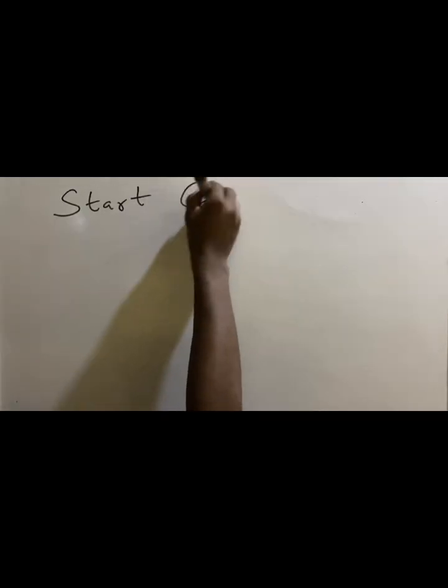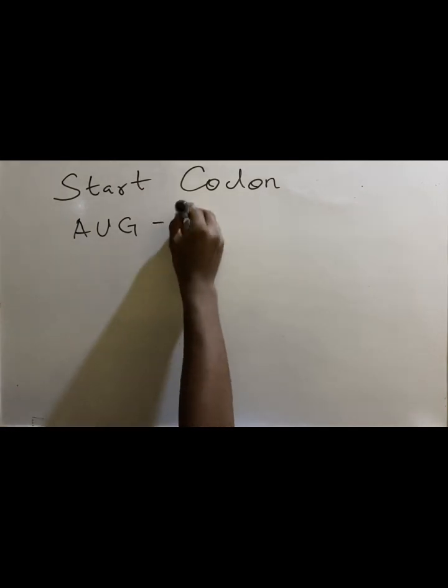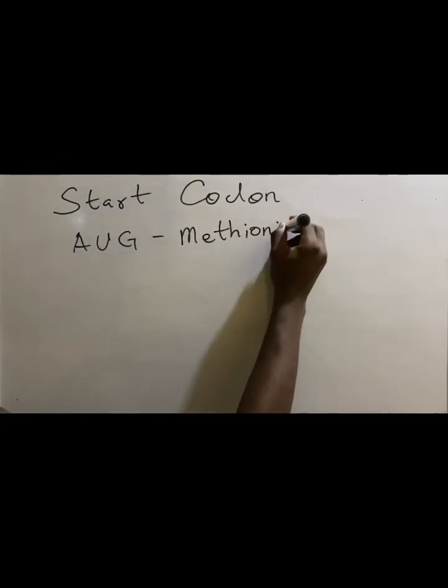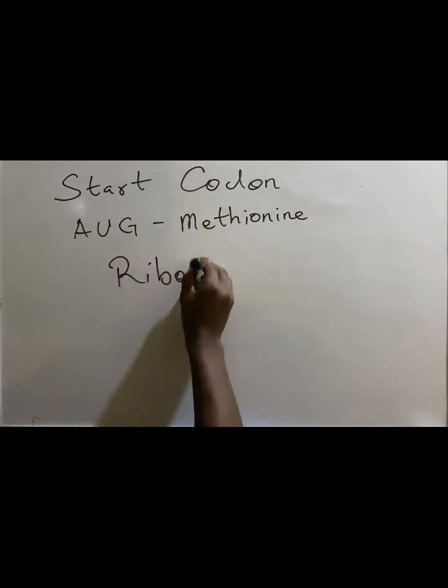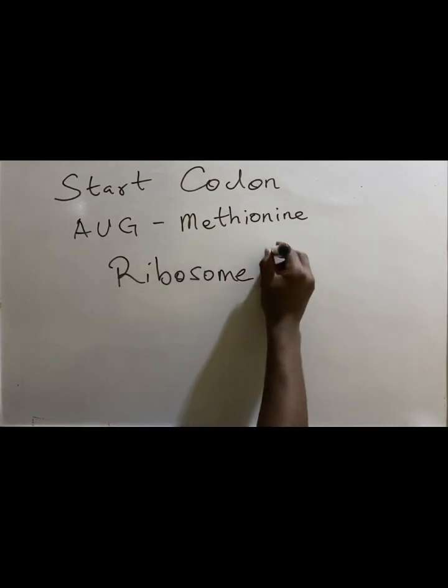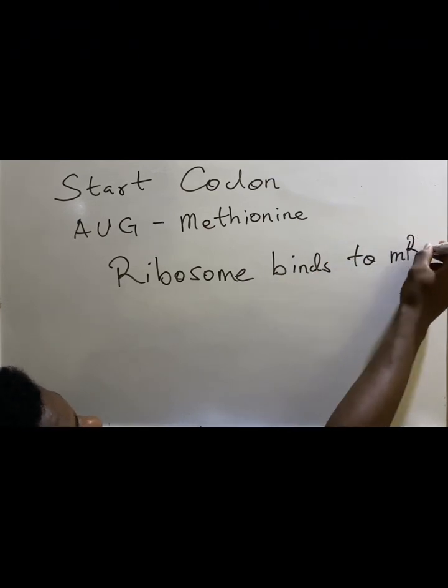So let's look at the start and stop codons. For the start codon, we have the AUG, which codes for methionine, and at the start codon, the ribosome binds to the messenger RNA at the translation level of protein synthesis.